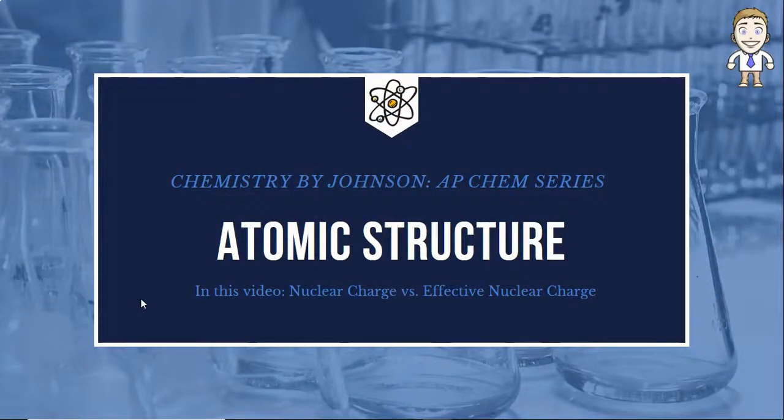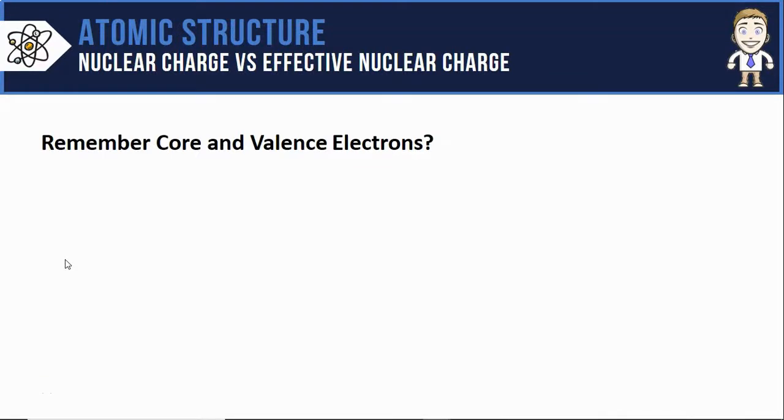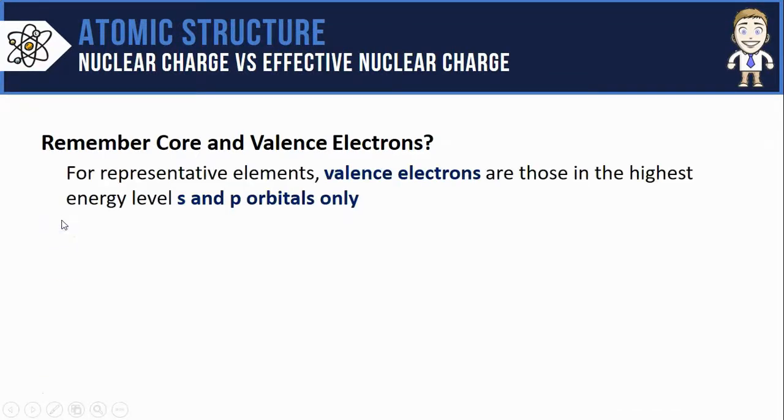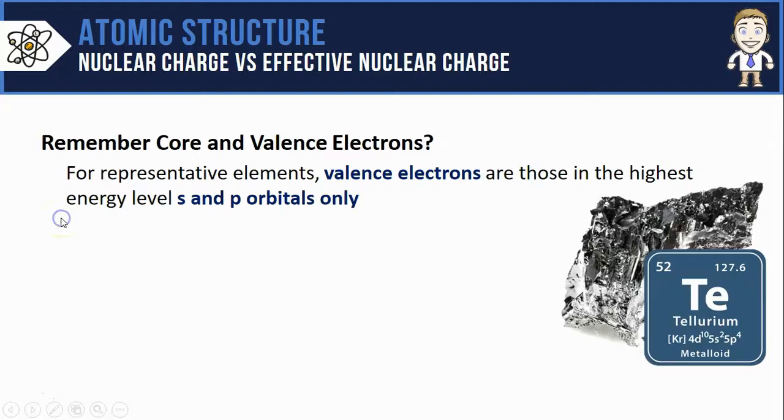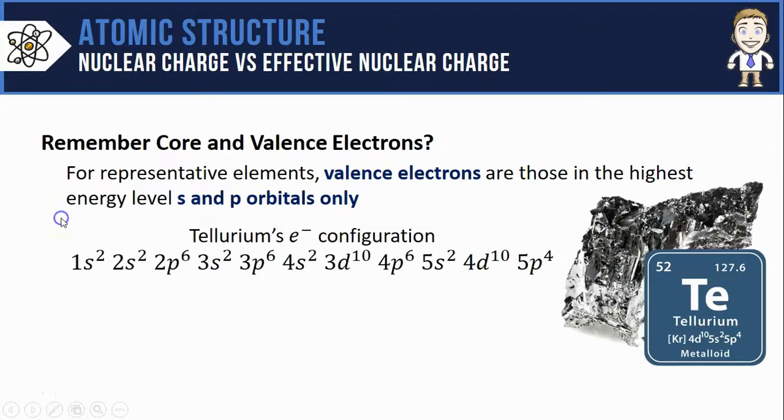Hey everyone, in this AP Chem series video, I'll show you how to compare nuclear charge and effective nuclear charge. To do this, you need to remember that there's a difference between core and valence electrons. The valence electrons are the outermost ones, and you'll find them in the highest energy level s and p orbitals only. Take these tellurium atoms, for example, which have the configuration shown here.